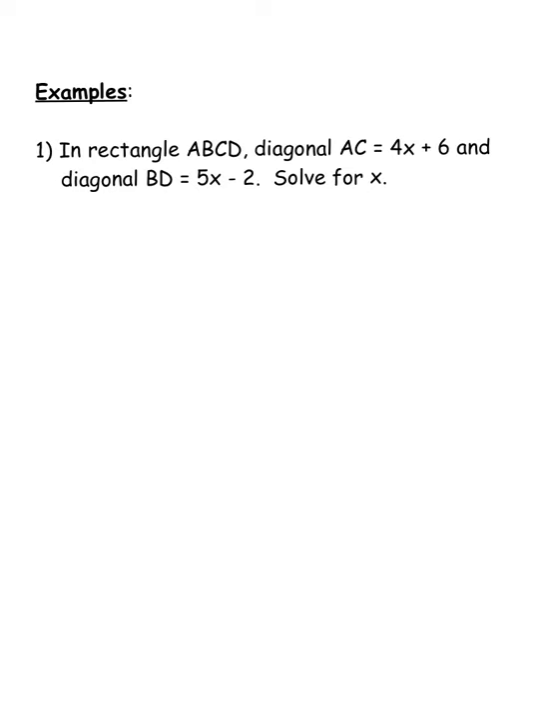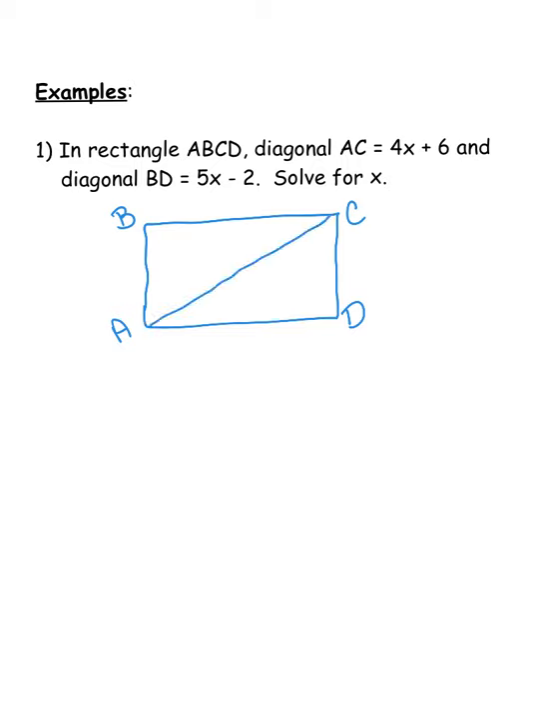So some examples with some algebra. Again, the first thing we have is a rectangle ABCD. So let's draw ourselves a rectangle. Doesn't have to be perfect. When you're labeling, make sure you go in a circle. Does not matter if it's clockwise or counterclockwise. It says diagonal AC is 4x plus 6. And it says diagonal BD, so this diagonal here, is 5x minus 2. The question says solve for x.